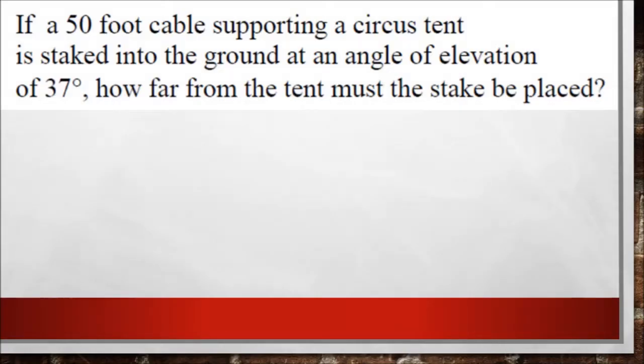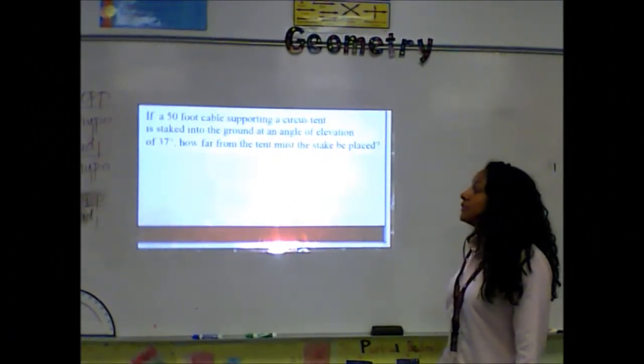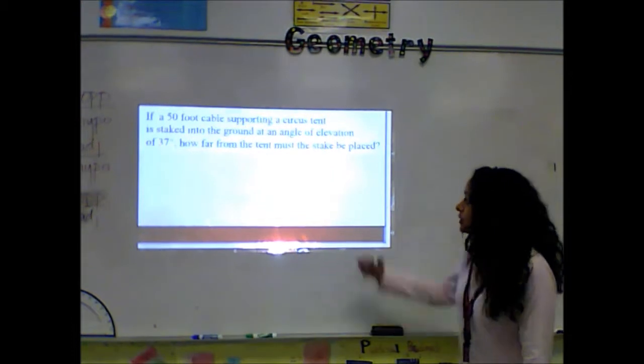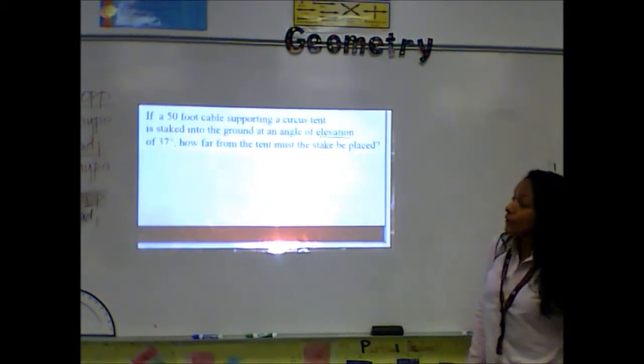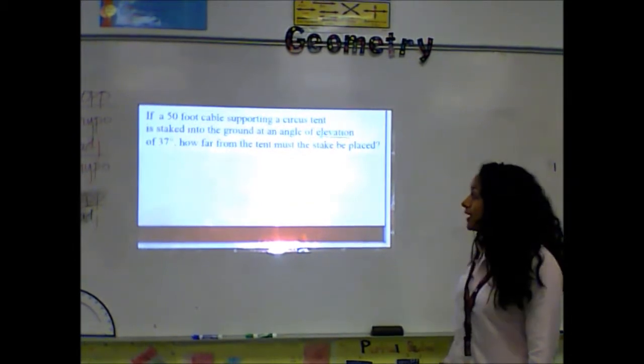Alright, problem number 1. If a 50-foot cable supporting a circus tent is staked into the ground at an angle of elevation of 37 degrees, how far from the tent must the stake be placed?